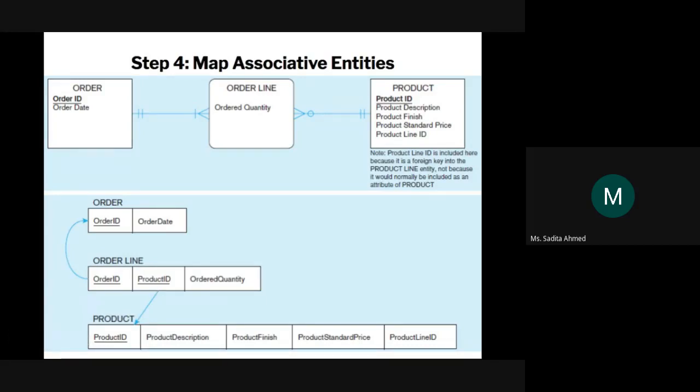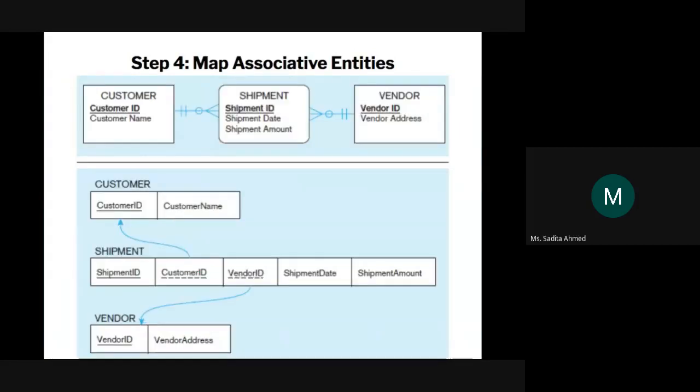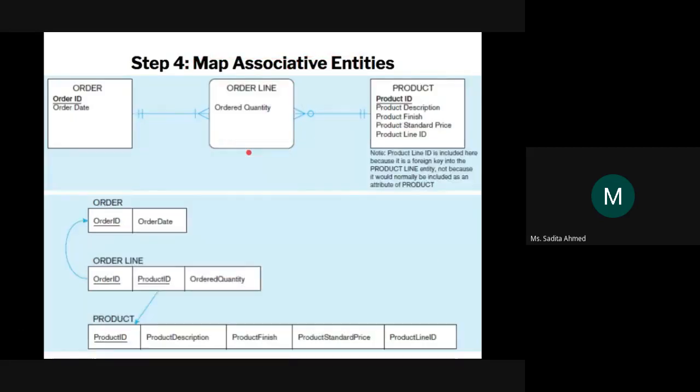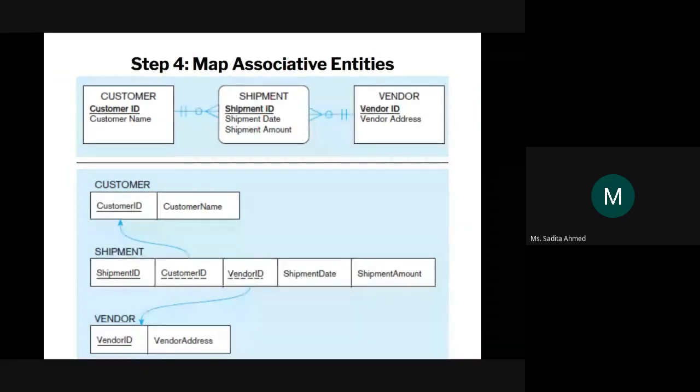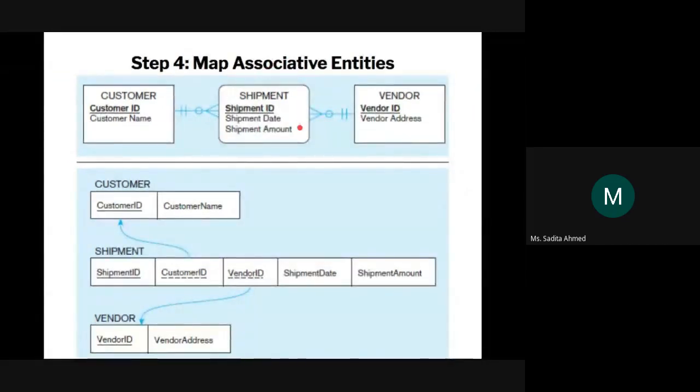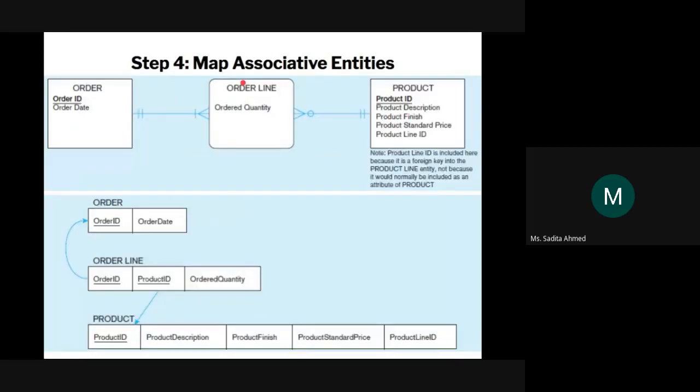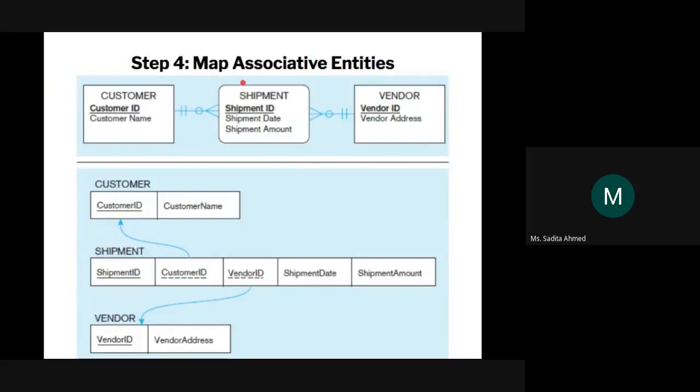Now then, what if the associative entity has its own primary key? See here, what is the difference in this example? Shipment, once again, is an associative entity. By the way, guys, how do we know that shipment, order line, these are associative entities? Because of the rounded edges. That's right, the rounded edges. Please remember that. Associative entities have rounded edges. Look at the notation. So that's why we know that order line and shipment are associative entities.